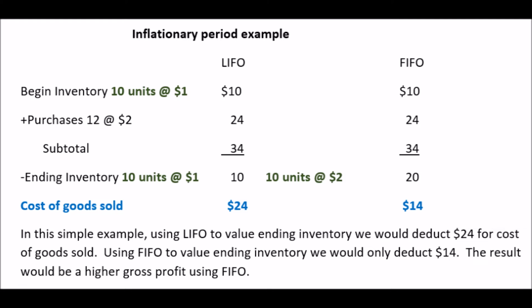And the reason is it's how we value the ending inventory. Under the LIFO method, the ending inventory of 10 units assumes that the original $1 units remain in inventory. Under the FIFO method, the system assumes that the 10 remaining units are the most recently purchased ones. The net effect of all this is to change the cost of goods sold.